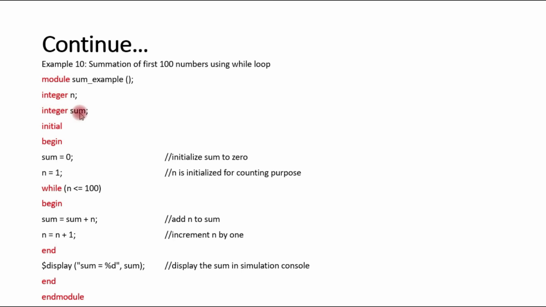Second variable, that is sum, and it should be a register data type because we are updating the values of sum depending on this while condition. Now we initialize the values of sum and n. Initially we are taking sum is 0 and the value of integer n is 1. The condition for while loop is when n is less than or equal to 100, then the expression will be executed. If this condition is not true, then these statements will not be executed.